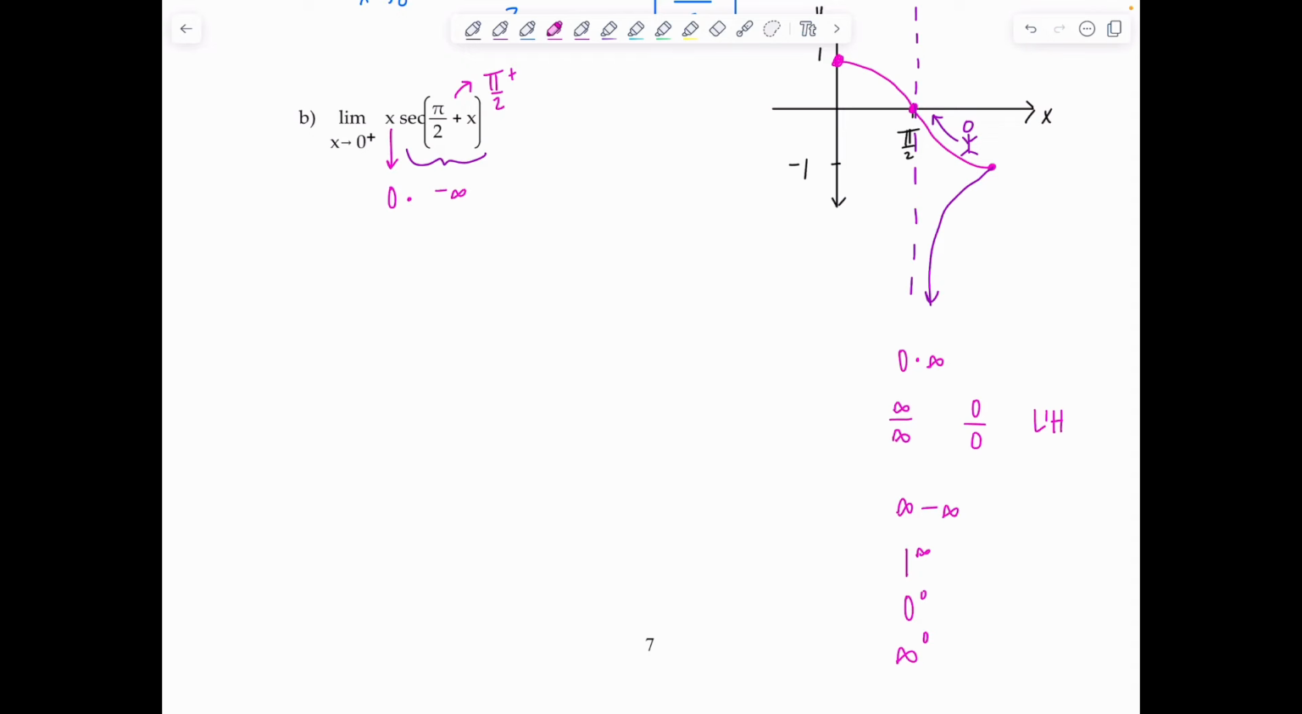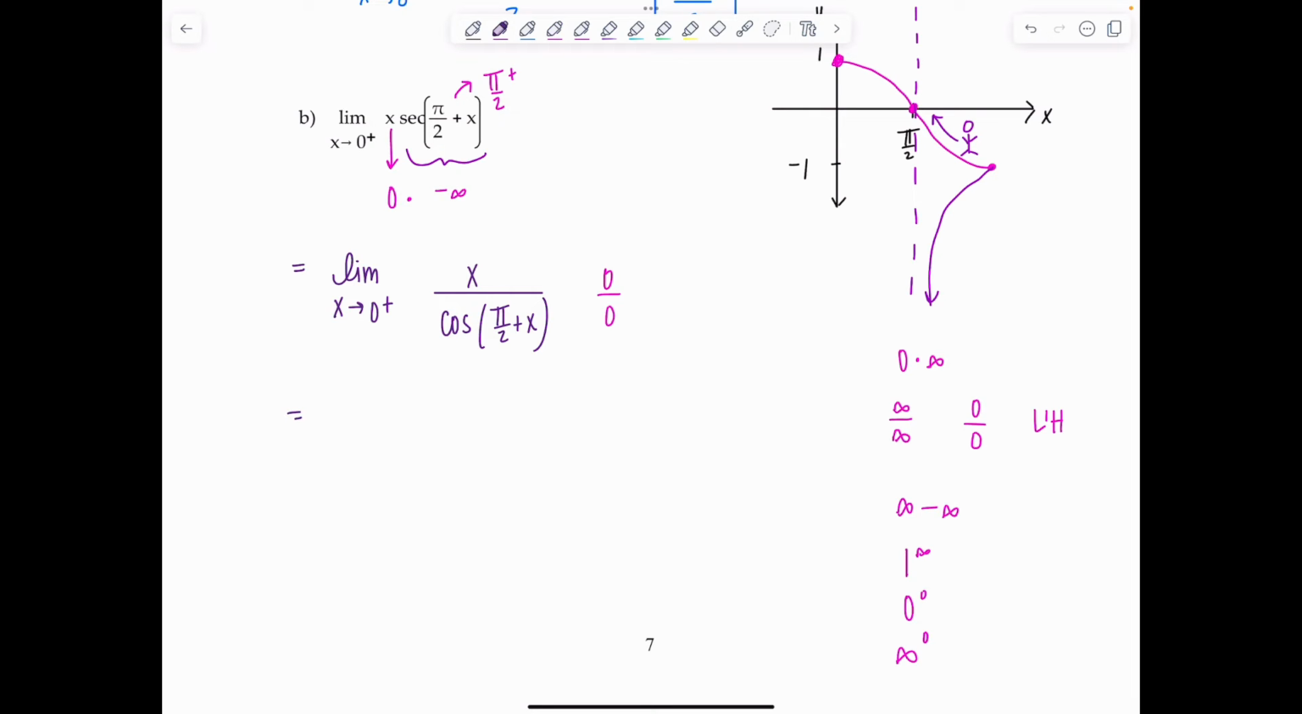So before I use L'Hopital's rule, I got to rewrite this guy. How can I make it a fraction? Secant is just begging to go to the denominator and become cosine. Don't you agree? So let me rewrite this as the limit as x goes to 0 from the right of x over cosine of pi over 2 plus x. So now, yes, the numerator is going to 0, the denominator is going to 0.